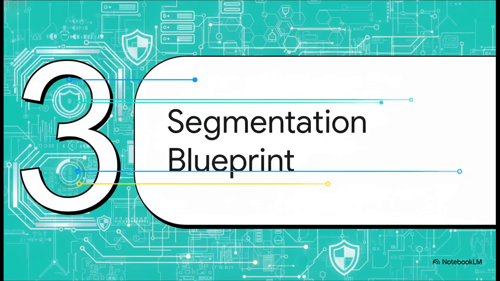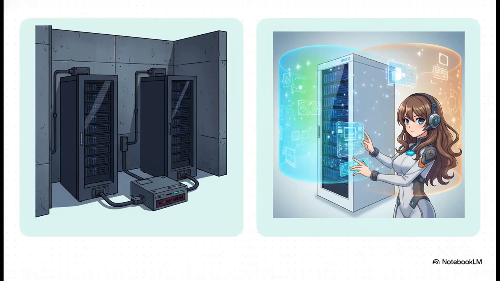Let's take a look at the blueprint for segmentation. Fundamentally, there are two ways to build these walls. The old school way is physical segmentation. I'm talking separate switches, separate routers, separate everything. It's super secure for sure, but man is it expensive and a total pain to change. That's why, these days, almost everyone uses logical segmentation. This is where we get clever with software and configurations on the hardware we already have to create those same exact zones. It's way more flexible, it's cost-effective, and it's incredibly powerful if you know what you're doing.